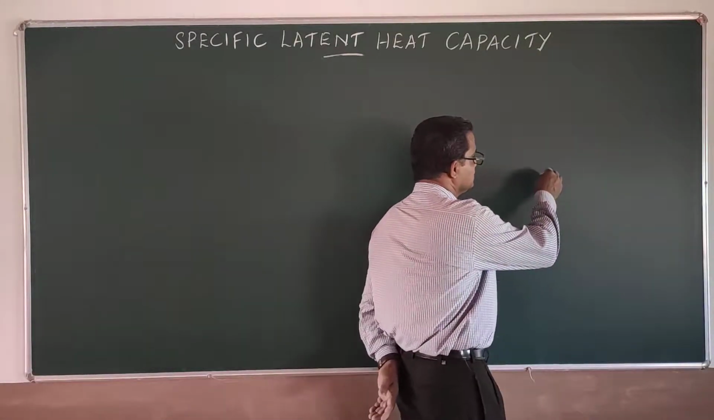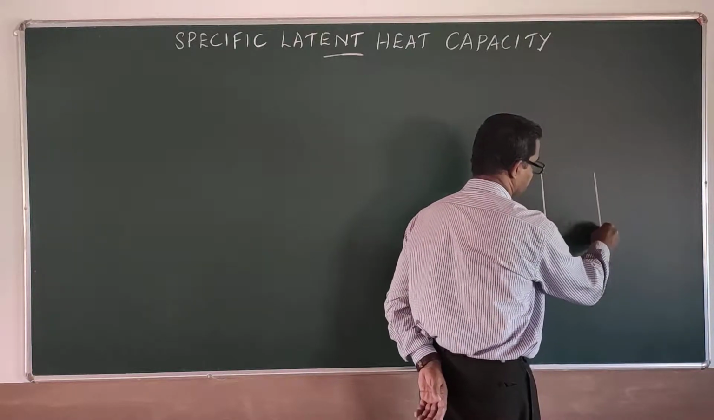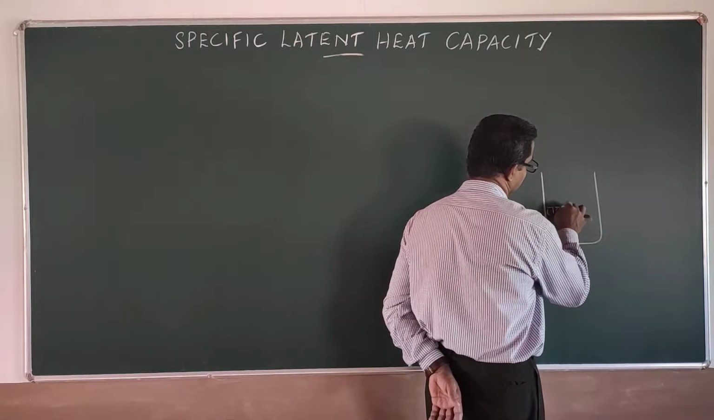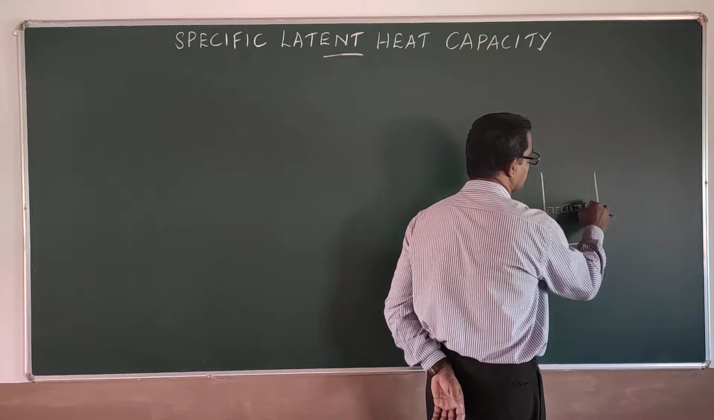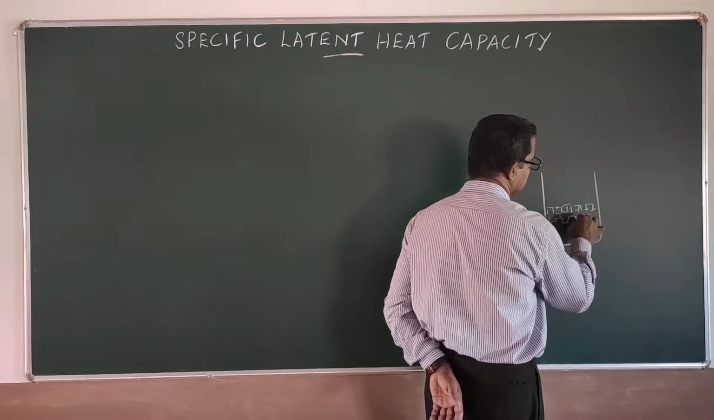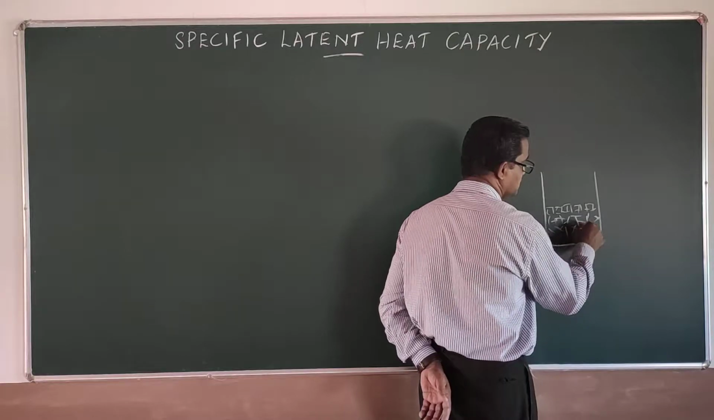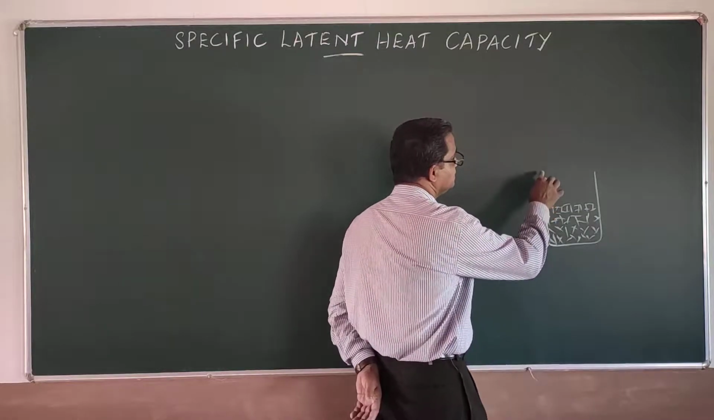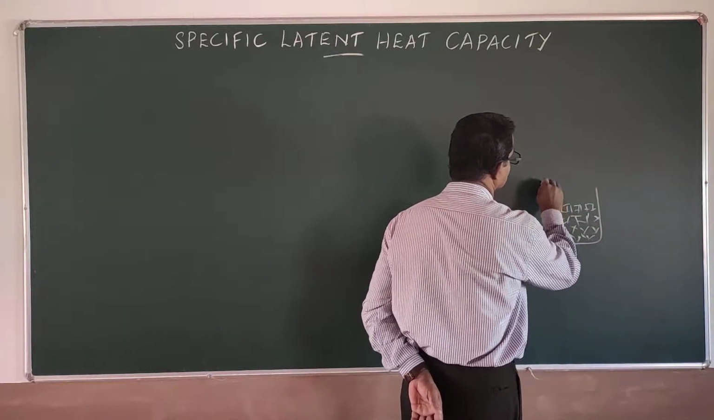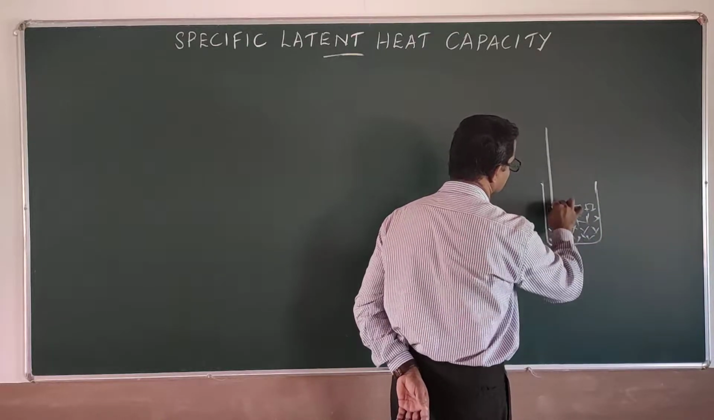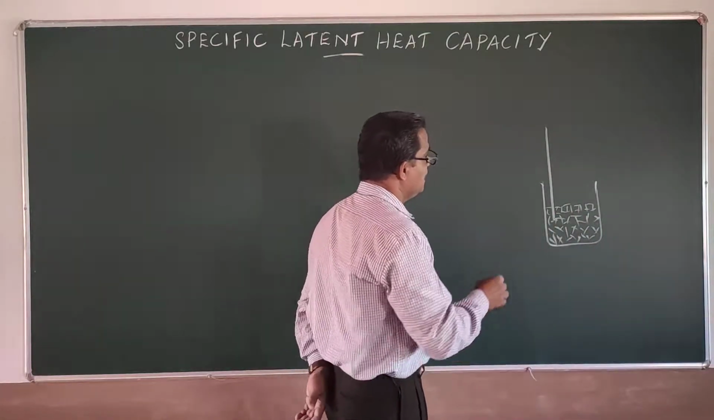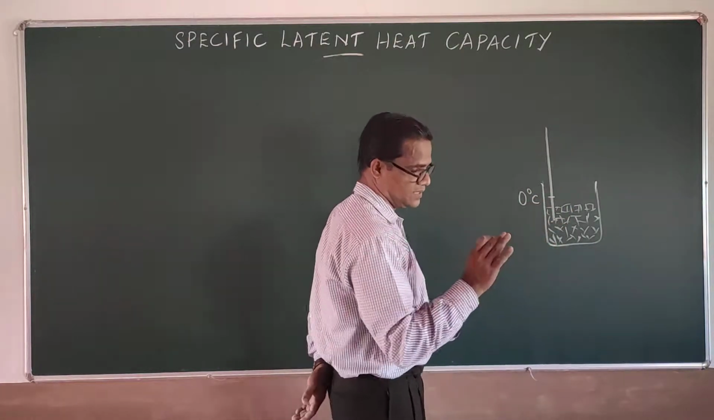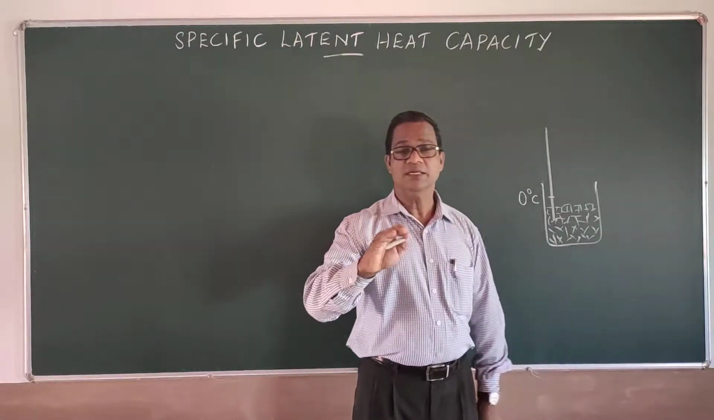For example, let us take pieces of ice cubes in a vessel, and let the ice cubes be at 0 degrees Celsius. A thermometer is inserted into this, and the thermometer reads 0 degrees Celsius at the moment. That means the ice is at 0 degrees Celsius.